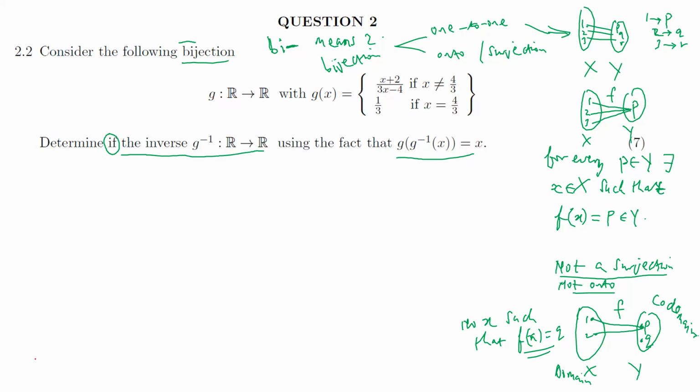Right, so consider the following bijection G from R to R such that G of X equals this. Determine the inverse G inverse from R to R using the fact that this is the case. Because this is a bijection, if it is a bijection, it means this is true. It means G inverse of X will be the identity map of X, which is X.